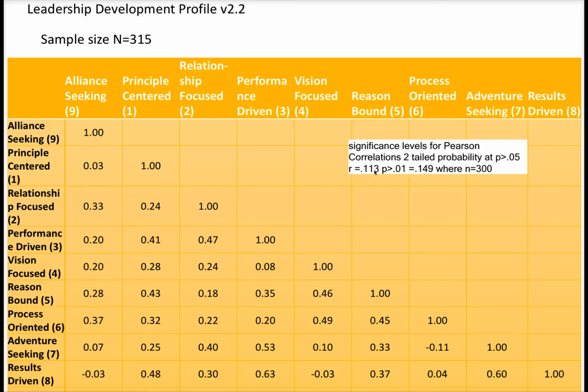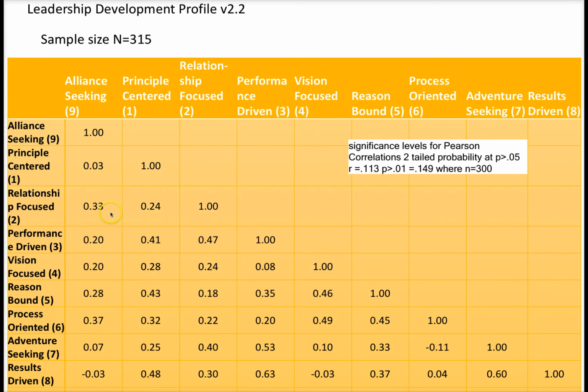I'm sorry, I misread that. At the 0.05 level, it would be 0.113. At the 0.01 level, it would be basically 0.149, or 0.15, for a group of 300 people. So almost all of these correlations are statistically significant, and we're choosing a two-tailed test because we don't really know if there's a directional relationship in correlation between one variable and another.